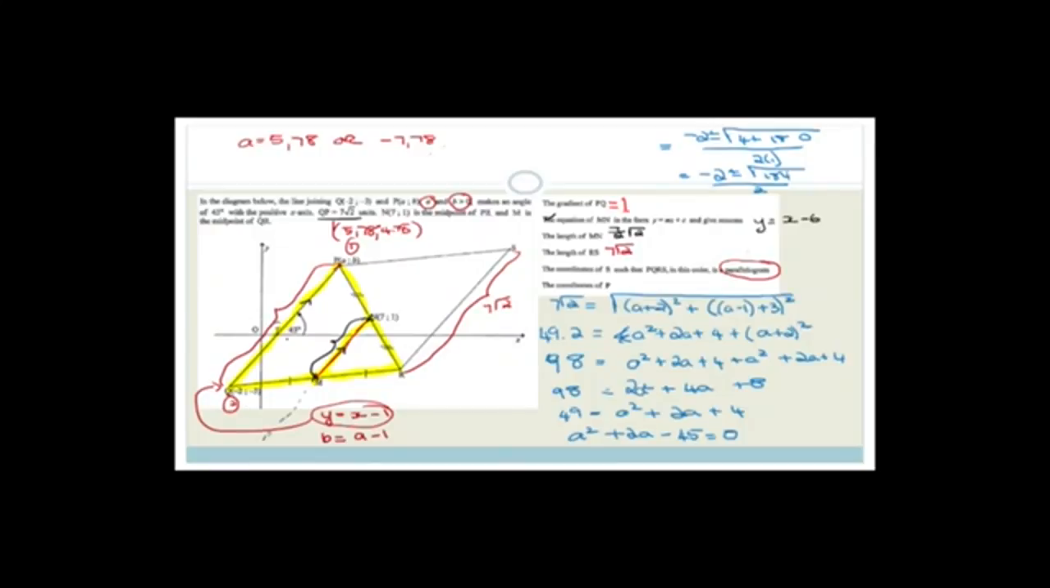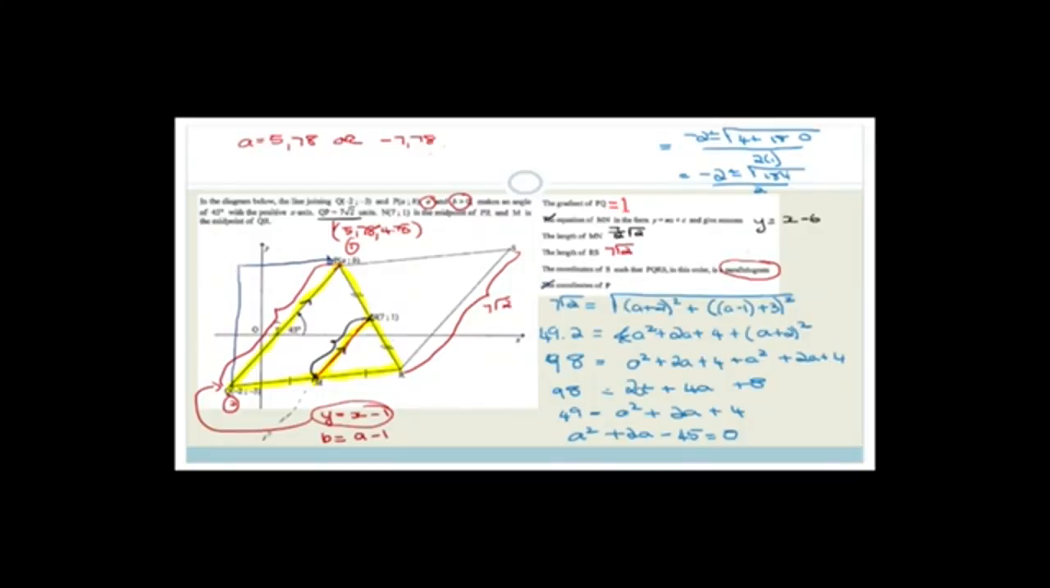So now S is easy. Because these lines are all parallel, because it's a parallelogram, we can say that the amount that we went up and the amount we went across over here, and we can work out, what else can we work out? Hang on, where was I? Sorry, I've lost track of what I was doing. Okay, so therefore we can work out P, we've done P. Now it says the coordinates of S, such that PQRS in this order is a parallelogram.